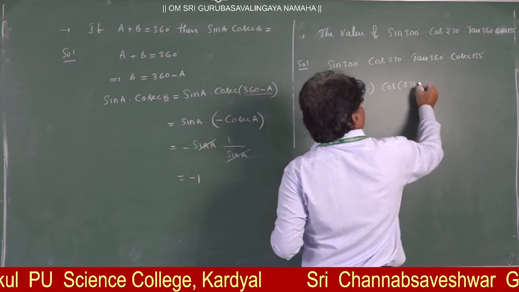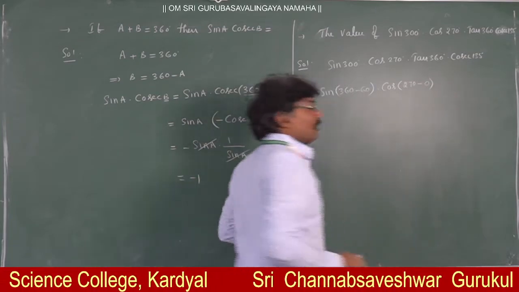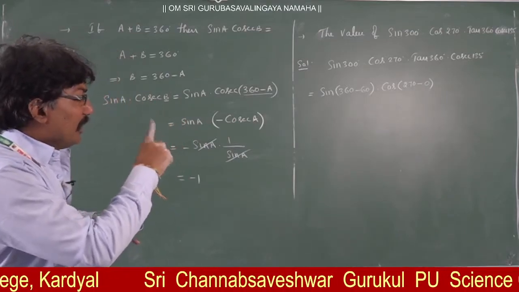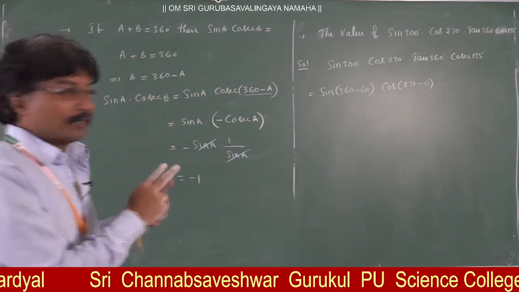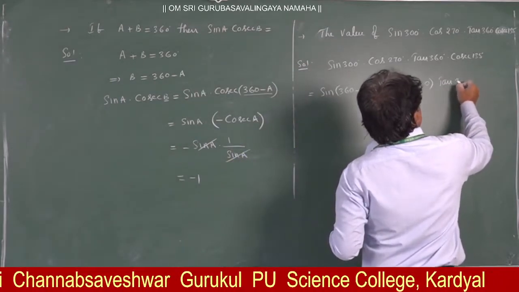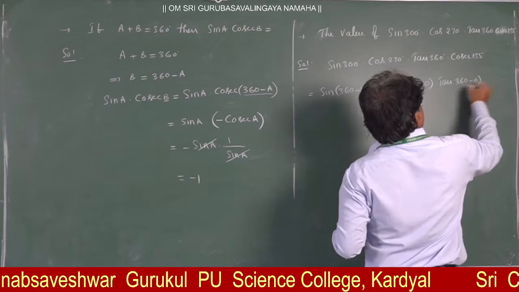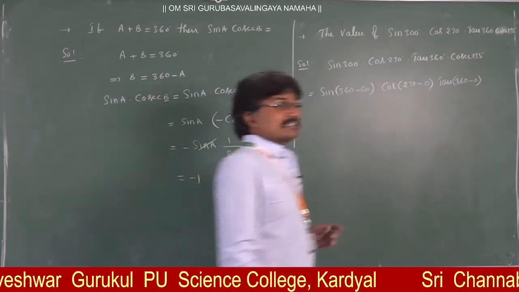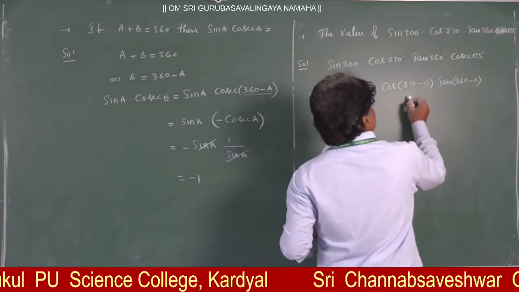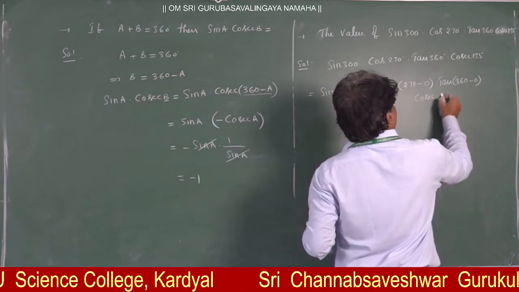270 converted as 270 minus 0 or 270 plus 0. Both are the same, no changes in the value. Into tan of 360: 360 minus 0 or 360 plus 0. We can use anything. Into cosecant 135 degrees.